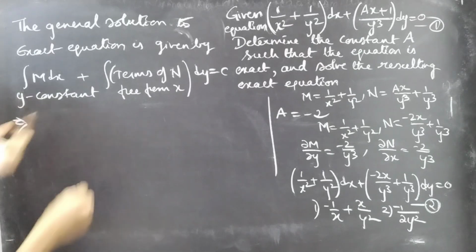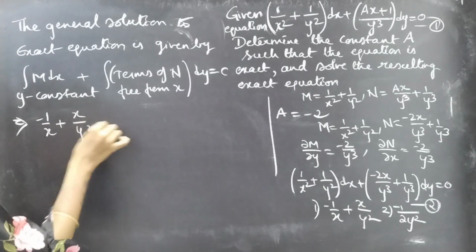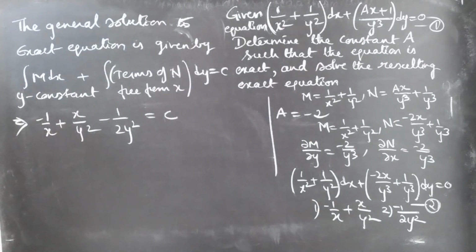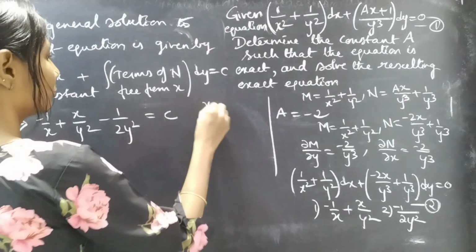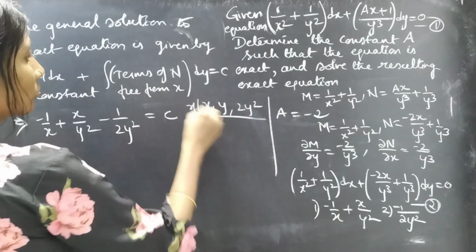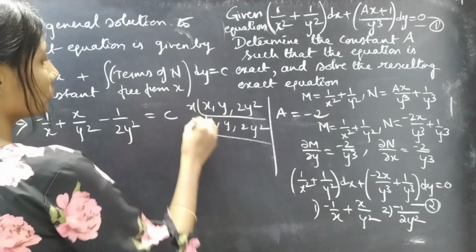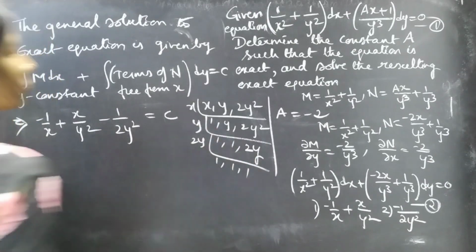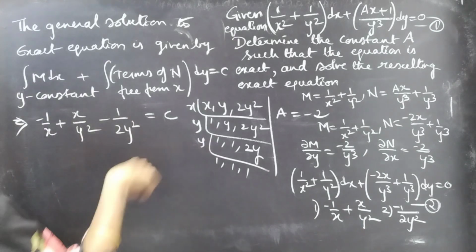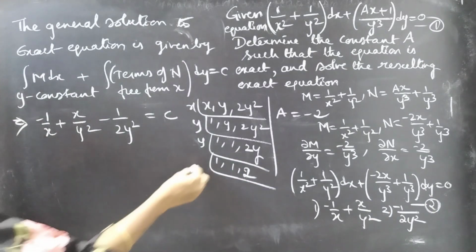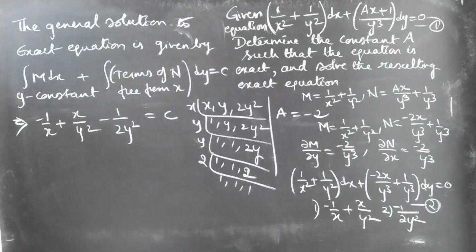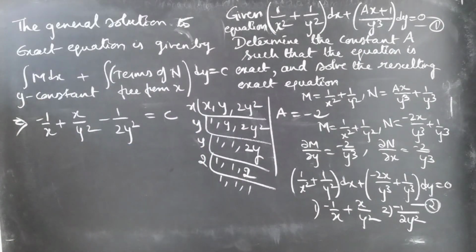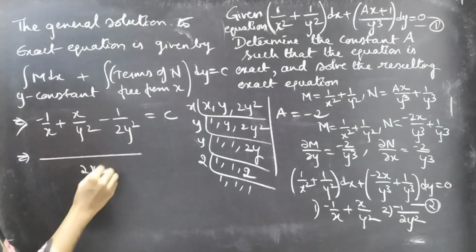The result obtained from the first integral is minus 1/x plus x/y², and the result obtained from the second integral is minus 1/(2y²), equal to c. Now let's take the LCM of x, y² and 2y². x into y, xy into y is xy², into 2 is 2xy². 2xy² is our LCM.